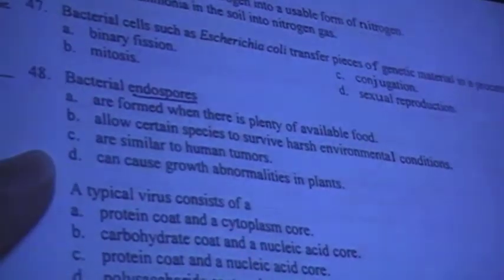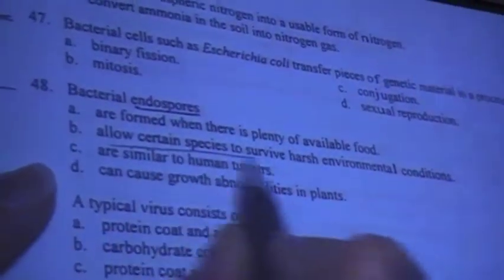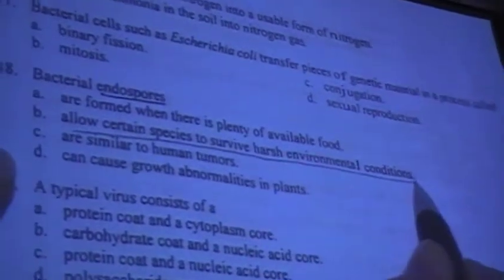And then when the conditions improve, they burst out of their protective endospore and they start reproducing. So, an endospore is all about what? D, allow certain species to survive harsh environmental conditions. Very good.